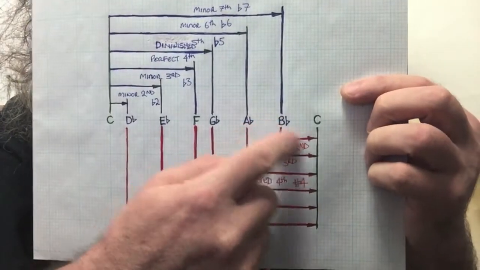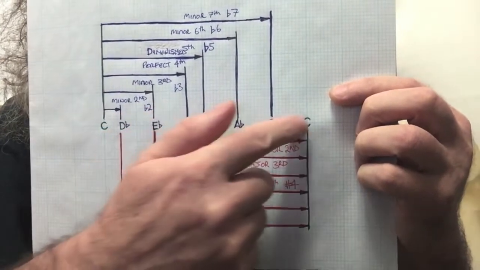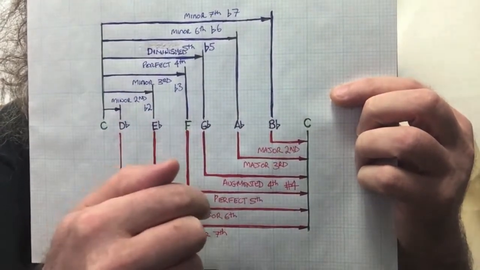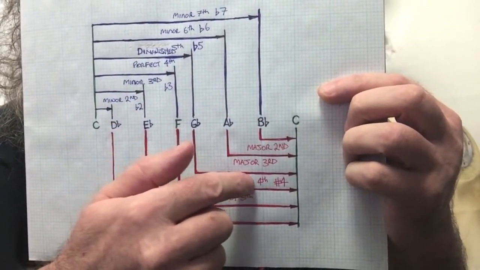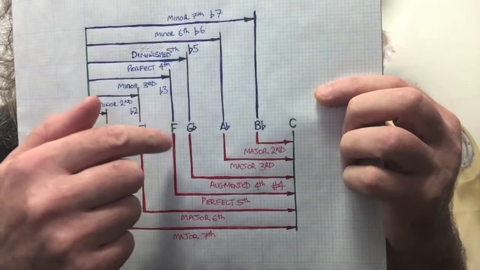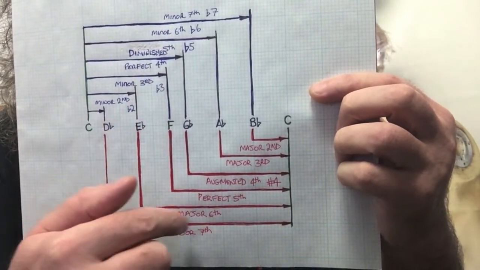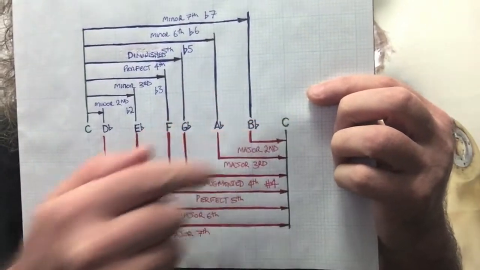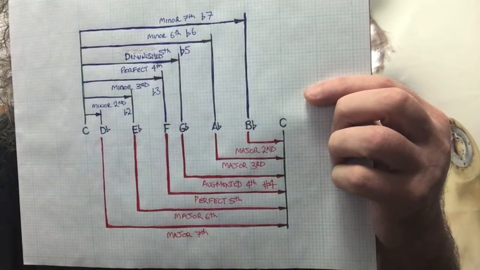Okay, so B flat to C is a major second, A flat to C is a major third, G flat to C is an augmented fourth or a sharp 4, F is still a perfect fifth, E flat is a major 6 to C, D flat is a major 7 to C.